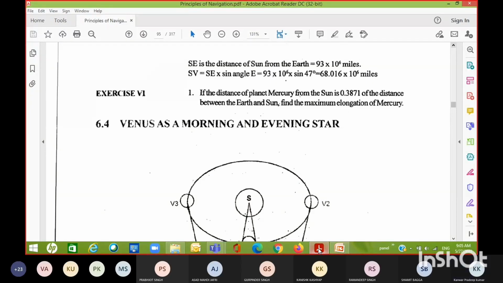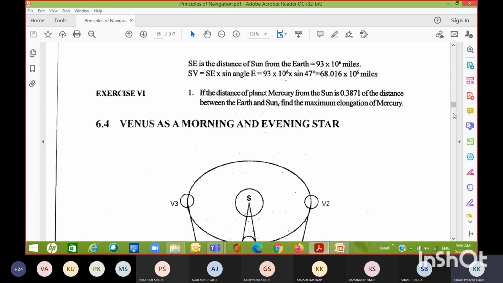Yes, sir. If the distance of planet Mercury from the Sun is 0.3871 of the distance between the Earth and the Sun, find the maximum elongation of Mercury. So how did you do this one? Let me first check the answer.